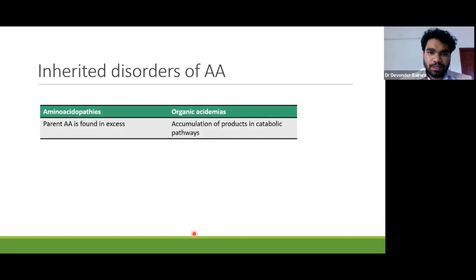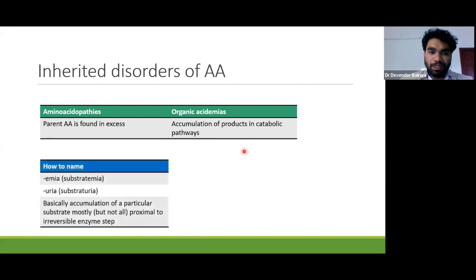You can divide these disorders broadly into aminoacidopathies or organic acidemias. Now remember, because an amino acid is an acid, when it is broken down into substrates in the body, obviously one acid will produce acid only. So in case of aminoacidopathies, there is a defect which leads to excess of the parent amino acid in the body. In case of organic acidemias, there is accumulation of products in catabolic pathways. And how to name them? Suppose there is an increase of one particular amino acid in the body, then emia is taken as a suffix to the name. Suppose the substrate is the name of the amino acid, then if it is increased because of a defect in some metabolic pathway, the name that can be given is substrate-emia.